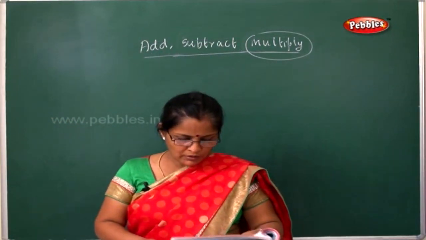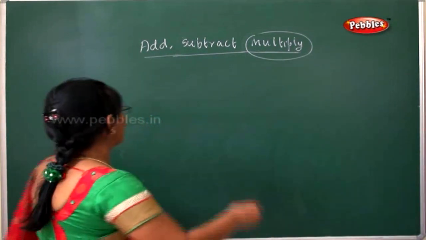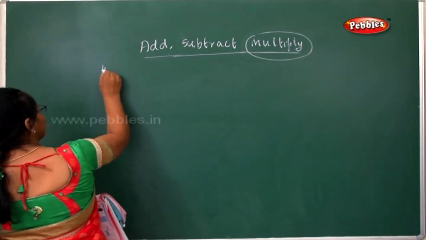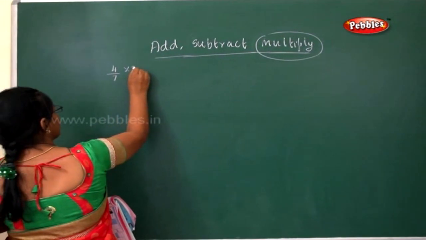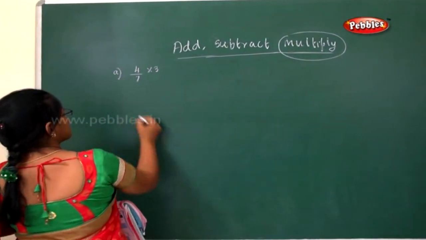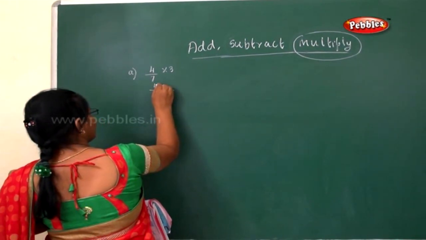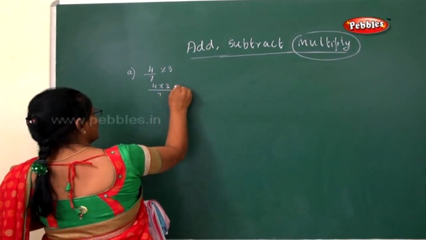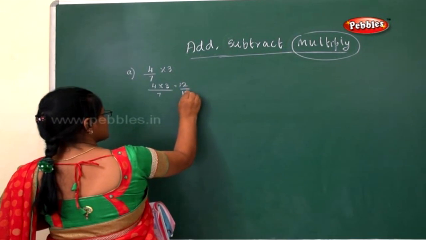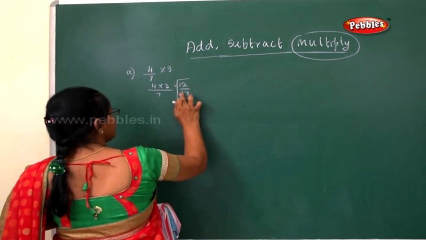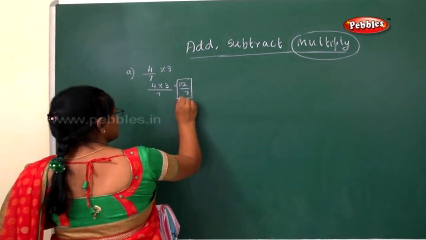Next one, find the answers for the following. 4 by 7 into 3. Now how will you do this? Write 7 here, the denominator, and 4 into 3. It is 12 by 7.